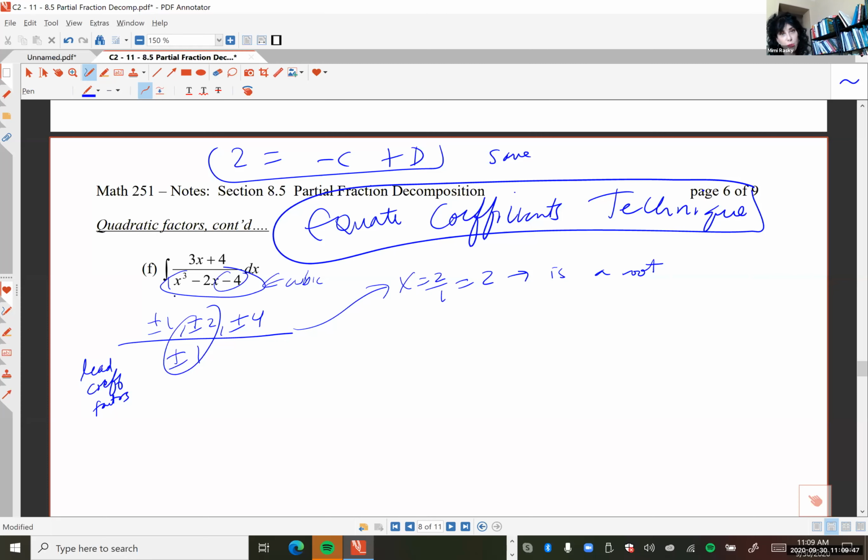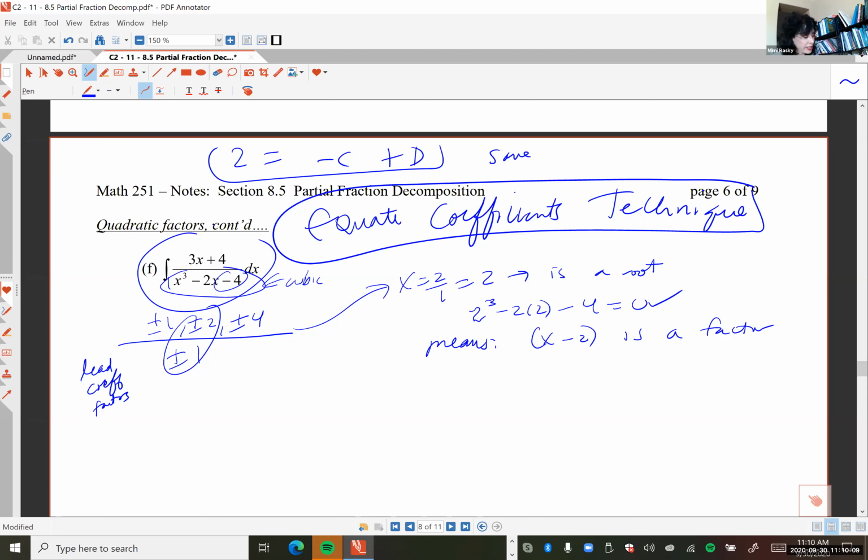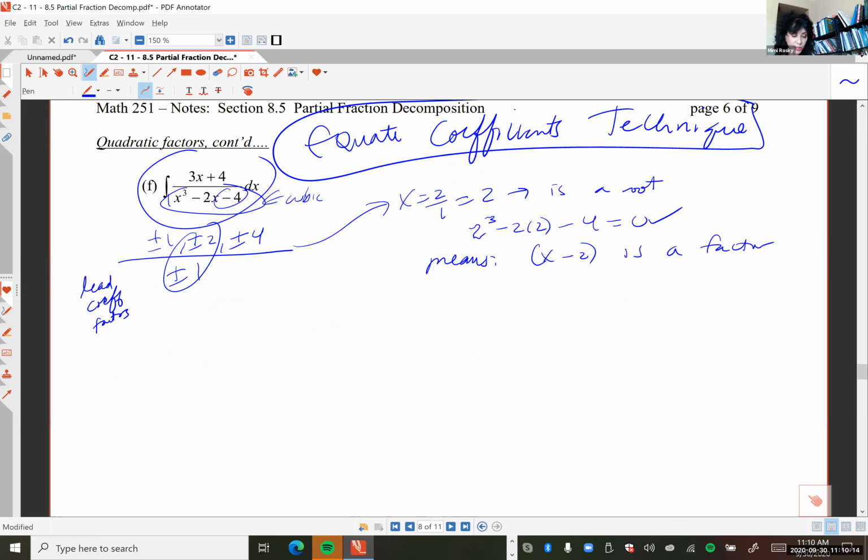So what does that mean? If you plug in 2, it goes to 0. 2 cubed minus 2 times 2 minus 4 is equal to 0. Check. So what does that mean? It means that x minus 2 is a factor of that polynomial. And now you've got to use polynomial long division. Not because this is an improper fraction, but because you're still trying to factor the third degree polynomial. Unless you can see it right off the bat, and I certainly can't. So polynomial long division is your friend.